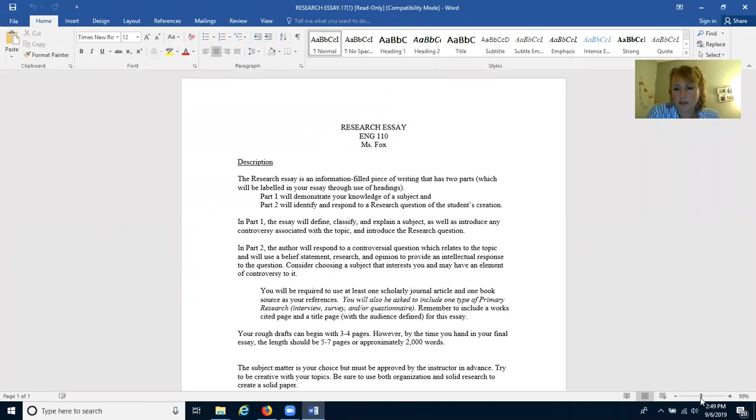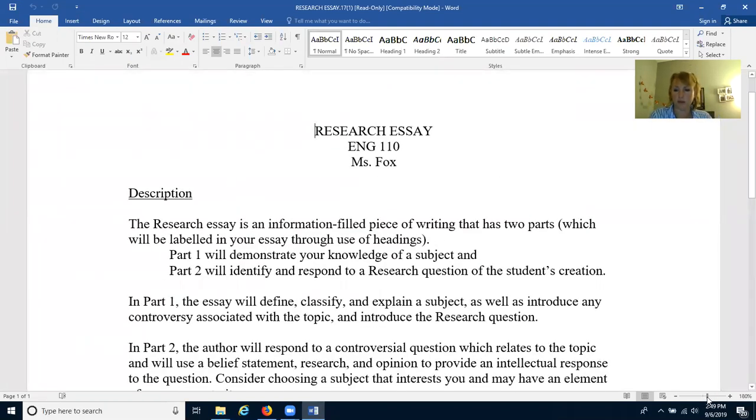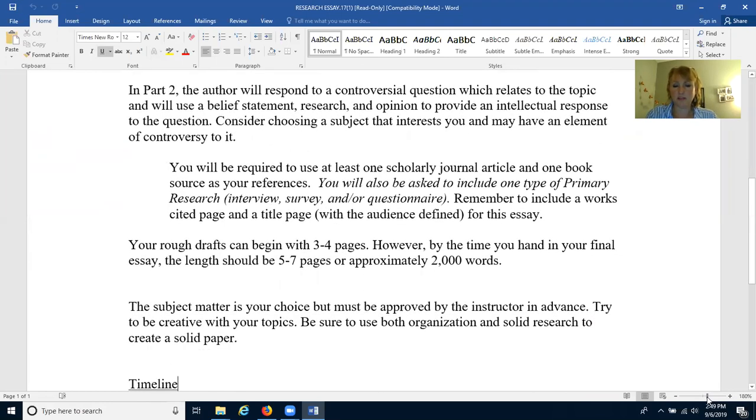So again, the research essay is a 2-part essay. We're integrating 2 writing styles. Part 1 is integrating the informative writing style, and part 2 is persuasive. So you are going to define, classify, explain the subject, and then you're going to respond with a belief statement to a research question that you devise. This is the longest of our papers, so keep in mind this should be anywhere from 5 to 7 pages, which is approximately 2,000 words. So make sure you factor that in as you are writing.